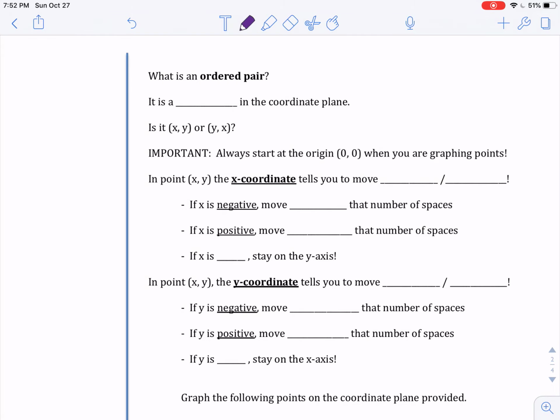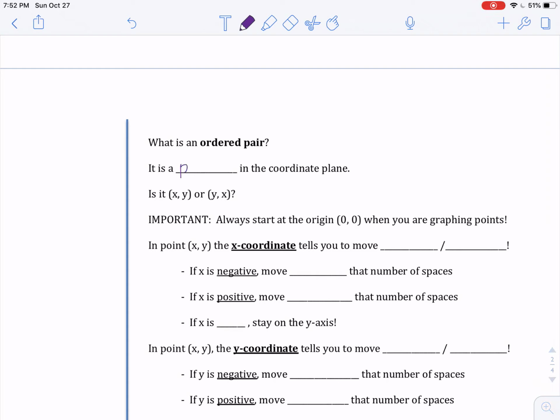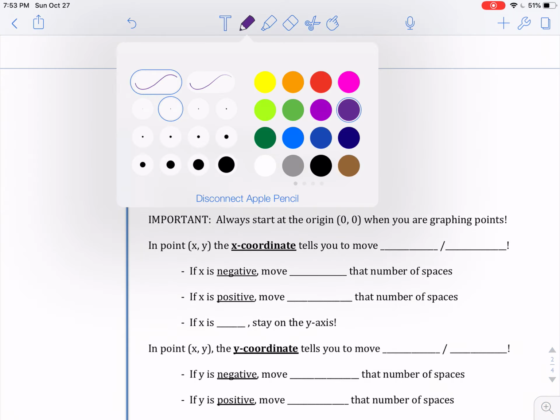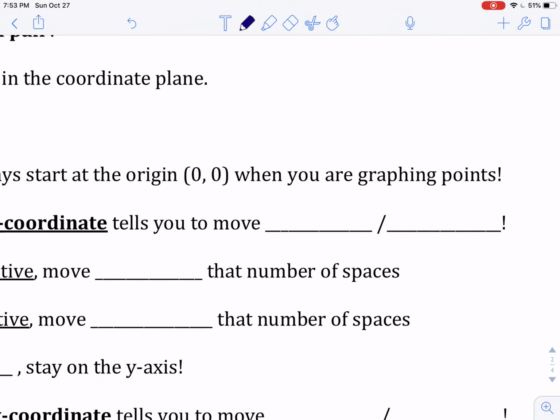Oh, next page. So, what is an ordered pair? An ordered pair is a point in the coordinate plane. Was it xy or yx? Hopefully you said it is x comma y. Yep, it's x comma y. And it's important that you always start at the origin, which is 0, 0 when you're graphing points. So you start at the middle, and then you go left or right, and then you go up or down, okay? Does the x coordinate tell you to go left or right or up or down? All right, hopefully you said left or right. So yeah, the x coordinate is left or right.